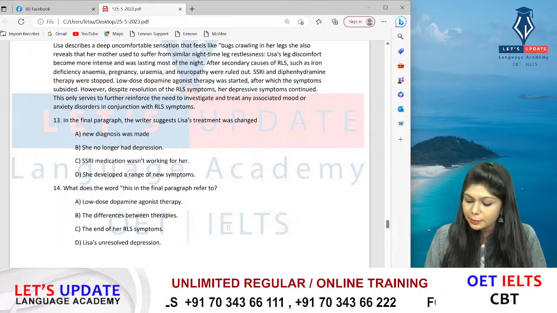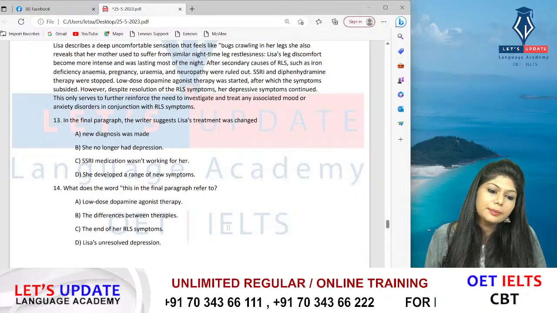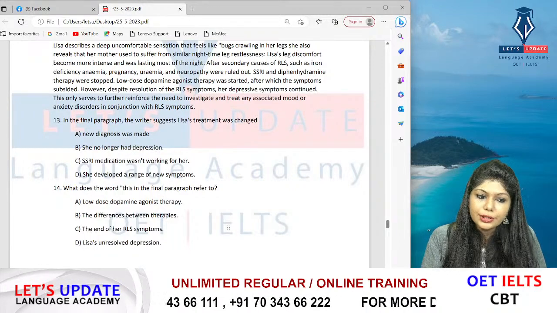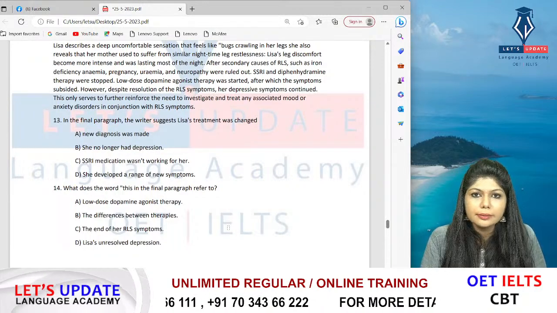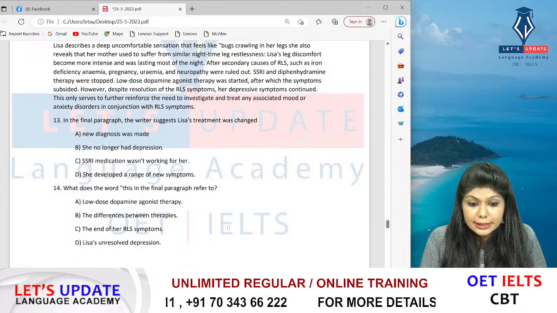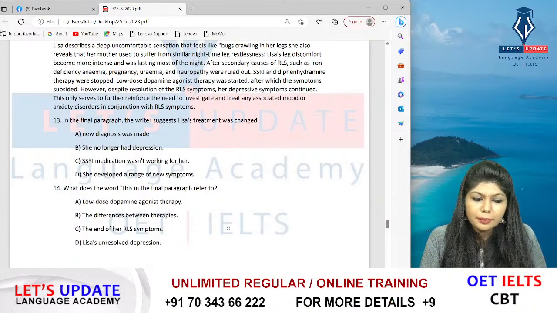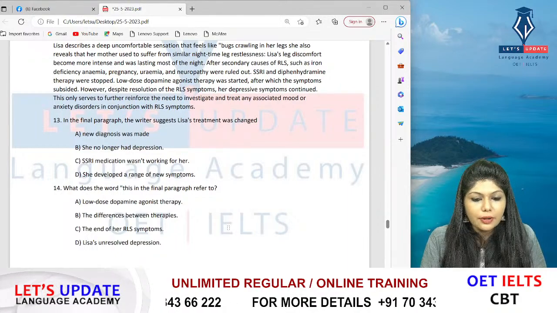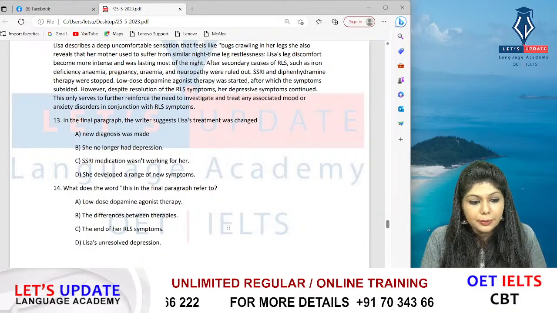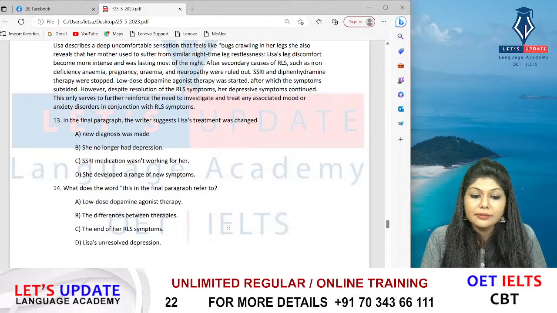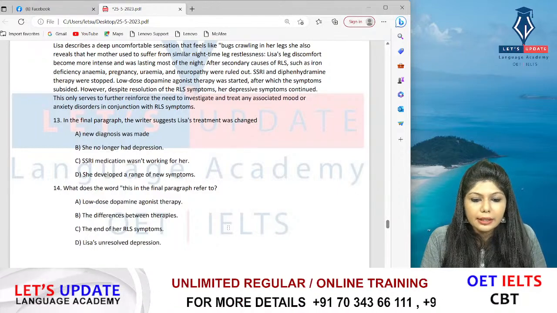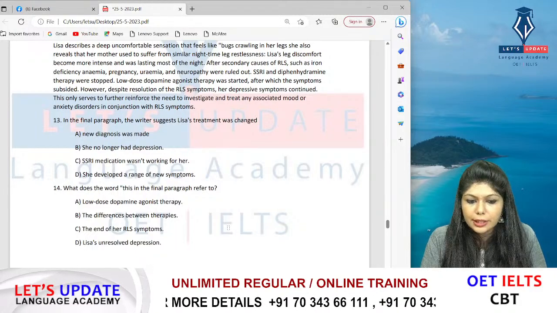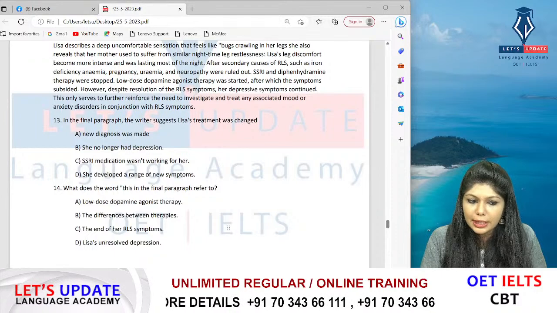So I'm going to read this paragraph. So Lisa describes a deep, uncomfortable sensation that feels like bugs crawling in her legs. She also reveals that her mother used to suffer from similar nighttime leg restlessness. Lisa's leg discomfort became more intense and was lasting most of the night. After secondary causes of RLS such as iron deficiency, anemia, pregnancy, uremia, and neuropathy were ruled out, SSRI and diphenhydramine therapy were stopped. Low-dose dopamine agonist therapy was started, after which the symptoms subsided.